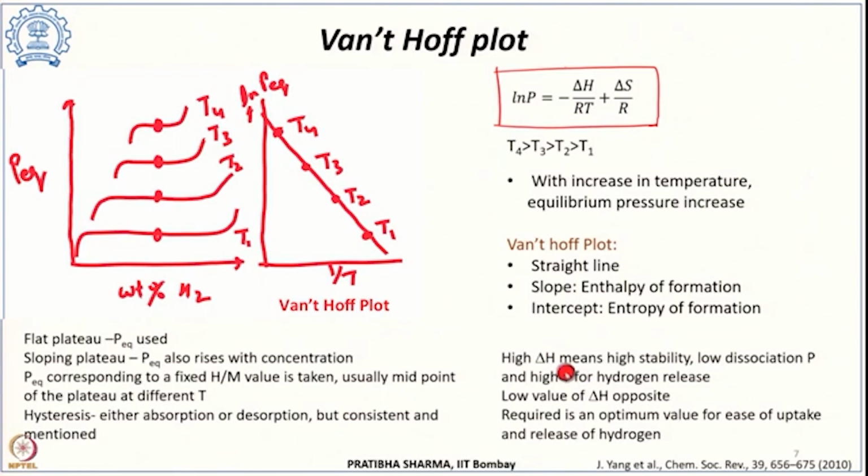However, the reverse occurs if the delta H value is low. That means the system is less stable and we will require higher dissociation pressure or low temperature for the hydrogen release. Now, in the actual case, delta H should be neither very high nor very low. An optimum or intermediate value is required for ease of uptake and release of hydrogen from these metal hydride based systems.